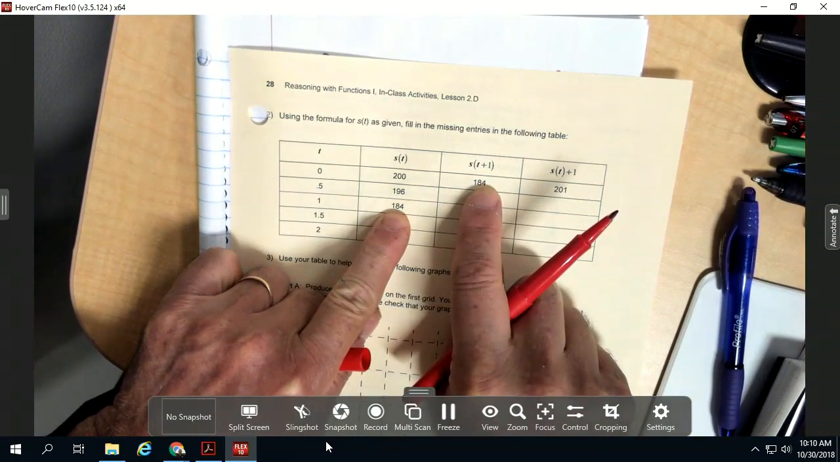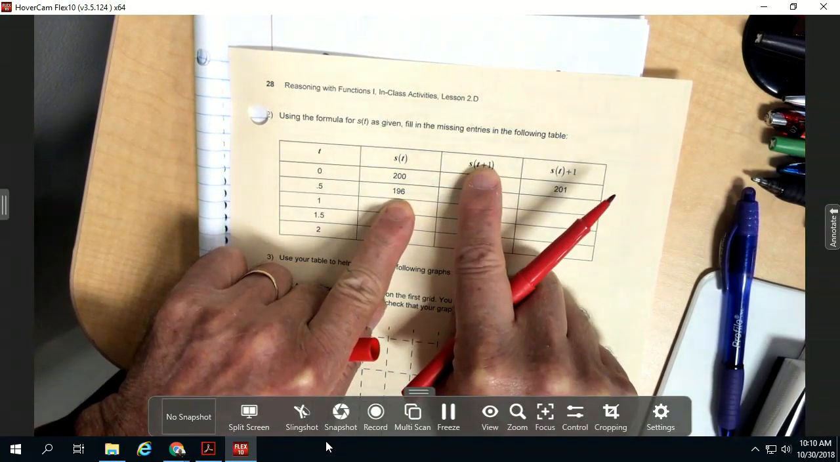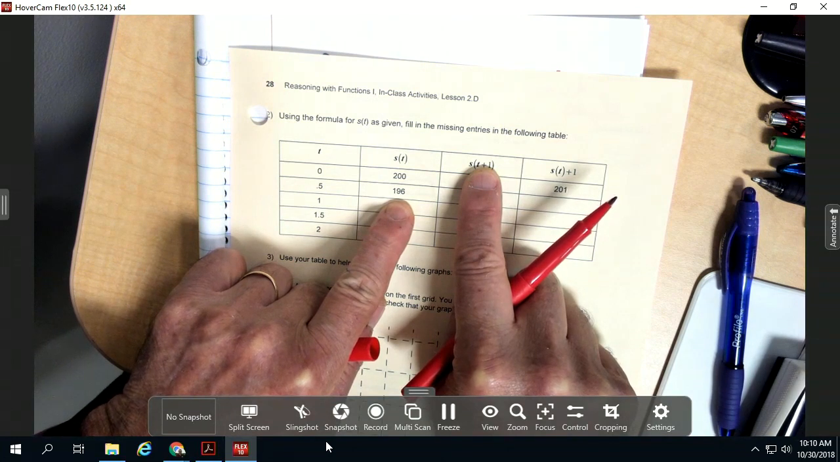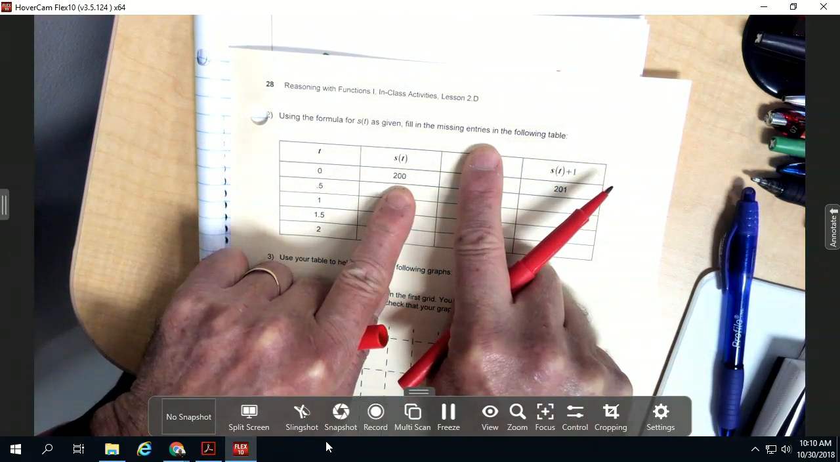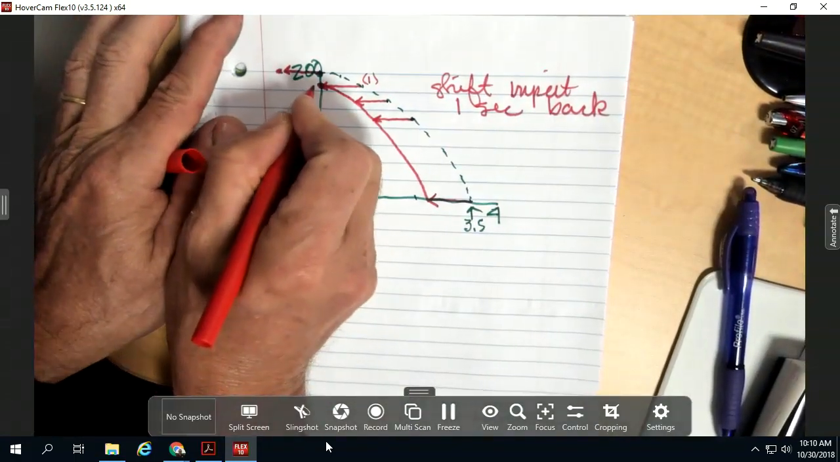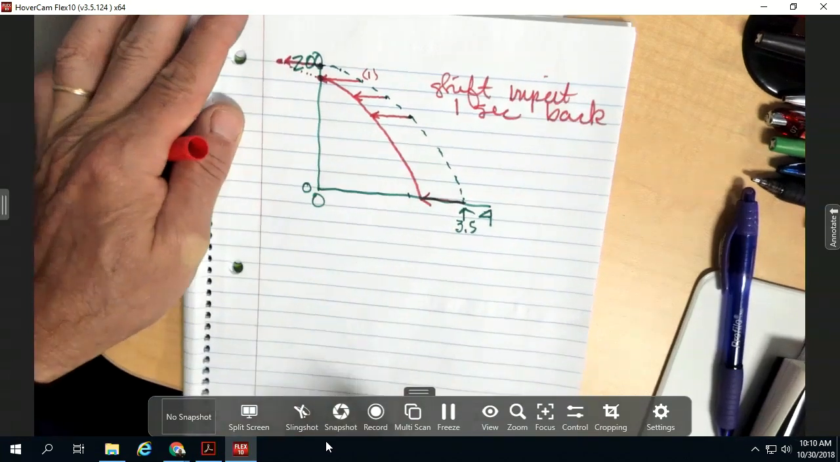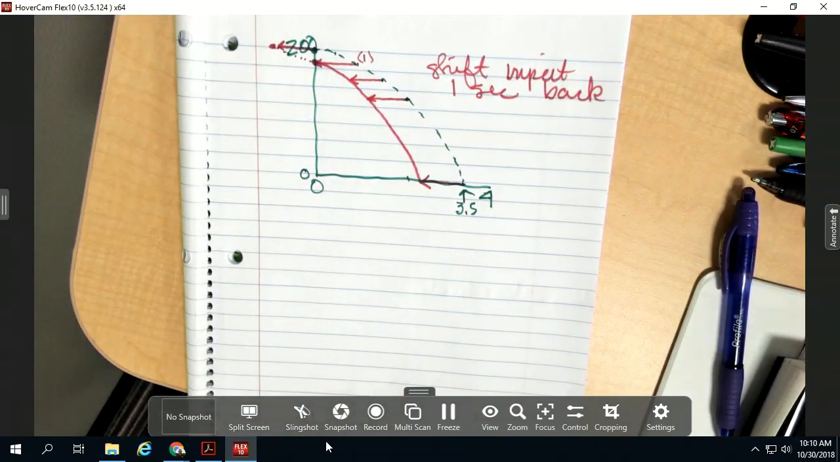If we would have kept going back from 184, negative a half a second, it would have been at 196. Negative 1 second, it would have been at 200. Everybody agree with that? So really, if we were going to play this game right, we would say that the graph, and you notice I dotted it because it doesn't really make sense.